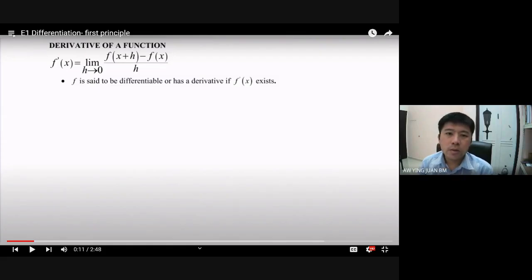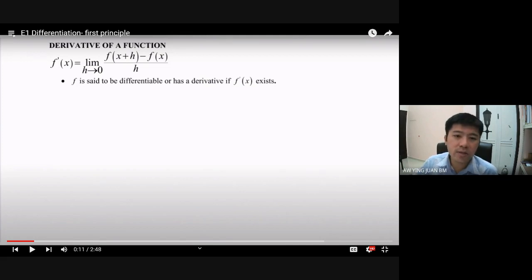Hello. So today we are going to discuss the topic differentiation. For this first part, we are going to focus on differentiation from the first principle and the first derivative. So now we have the differentiation from the first principle, the derivative of a function. That means I'm going to show how we do the differentiation.